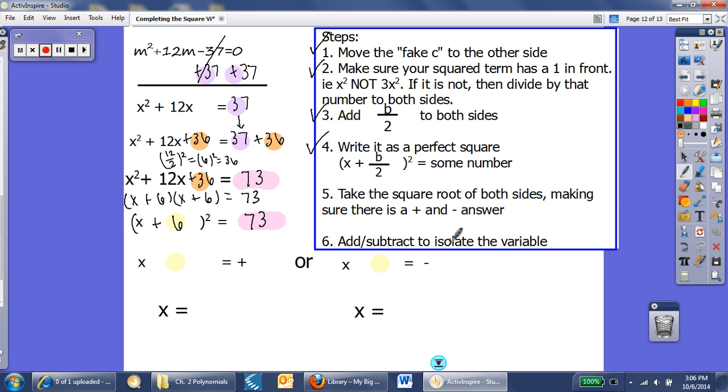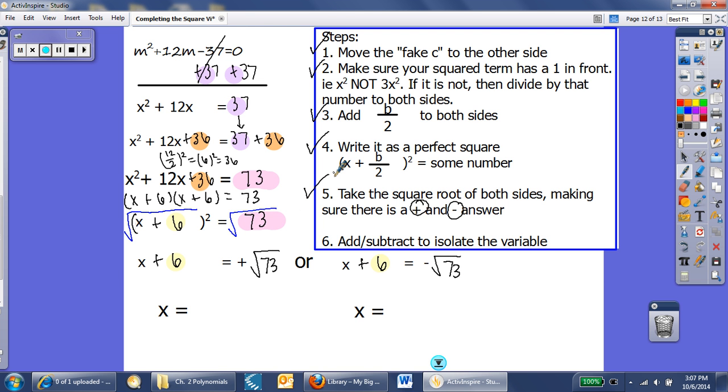Step 5, take the square root of both sides, making sure there is a positive and a negative answer. Okay, so from here, I'm going to take the square root of this side and the square root of this side. Taking the square root of x plus 6 squared, I end up getting x plus 6 equals, I don't know what the square root of 73 is. It's not a nice answer. So I can just keep this as the positive square root of 73. I need to make sure there's also a negative answer. So x plus 6 can equal the negative square root of 73.